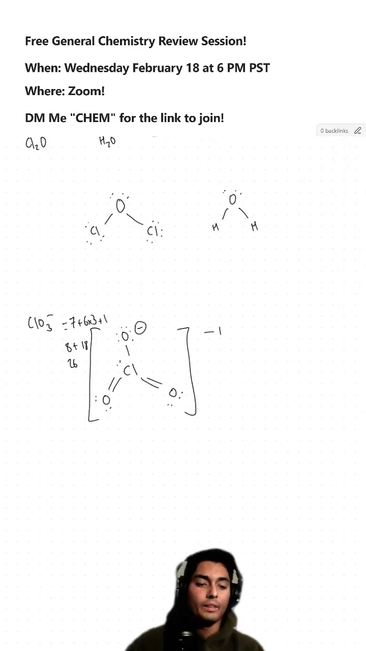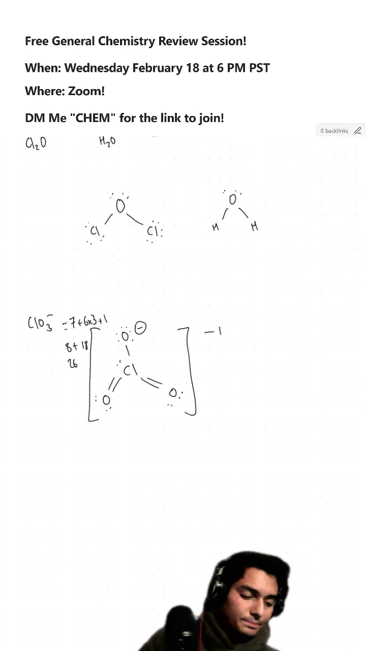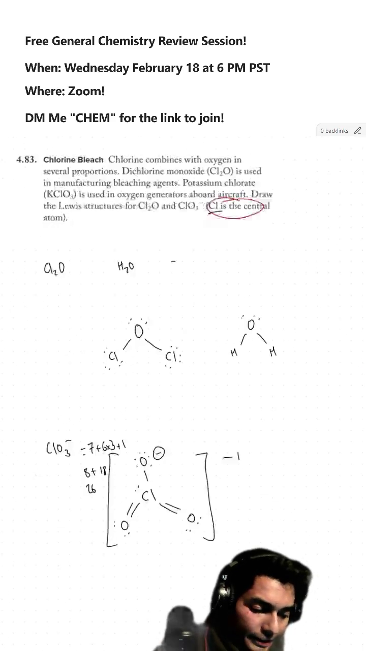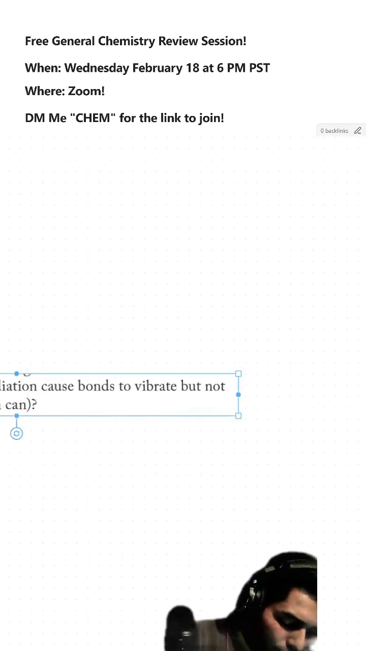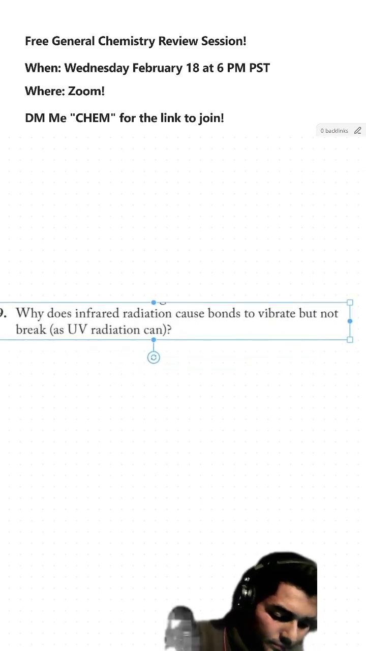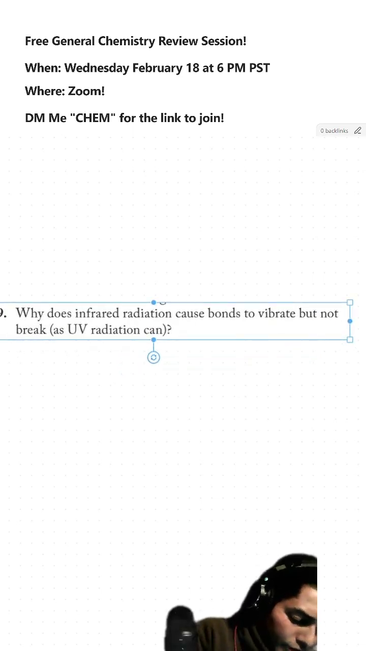Okay, that's going to be my next one here. So that was number 83. Let's proceed with another problem, just crunching through these. Next one's going to be 4. Okay, I'm going to skip that one. It's not a Lewis structure.